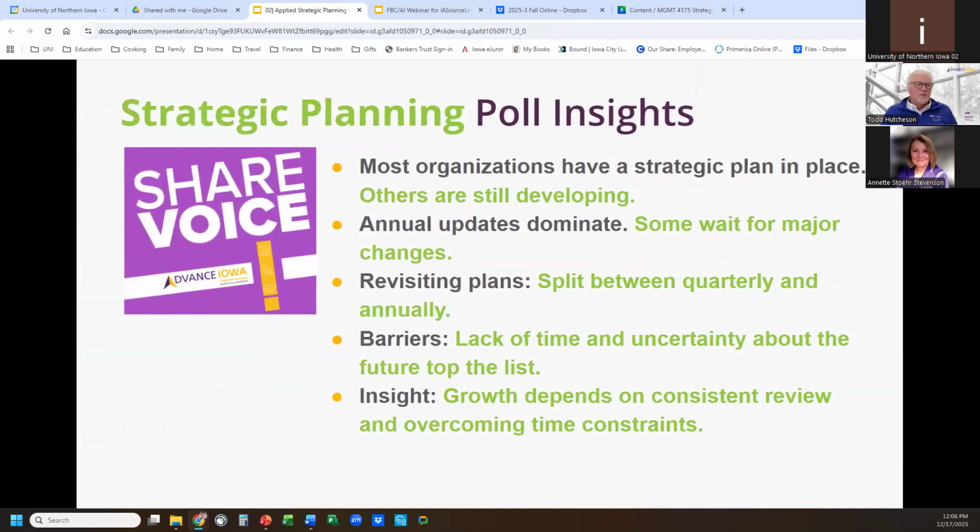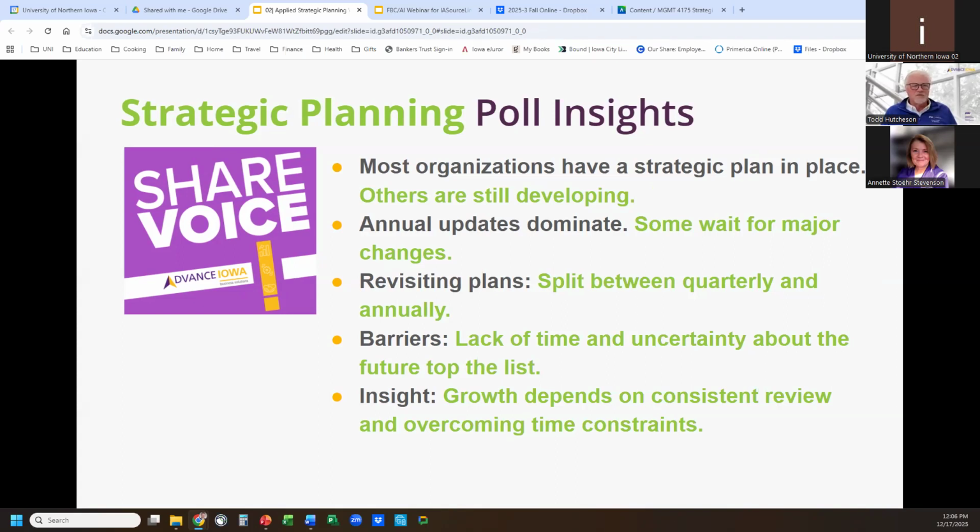So we did a strategic planning poll on LinkedIn, and we got some interesting results back. We wanted to know how much strategic planning was being used by the companies that we're talking about. So we asked a few questions, and here's what we got back. Most organizations have a strategic plan in place. Others are still developing it. About 65 to 70% of organizations have a strategic plan in place.